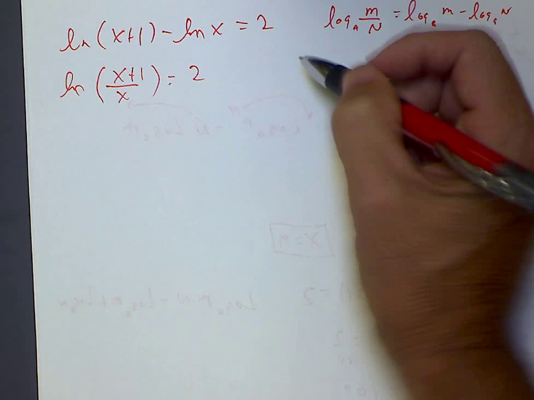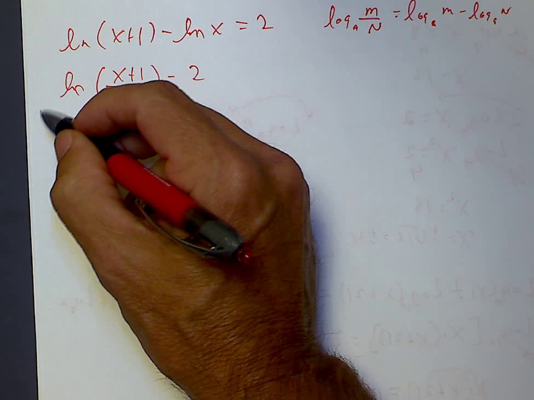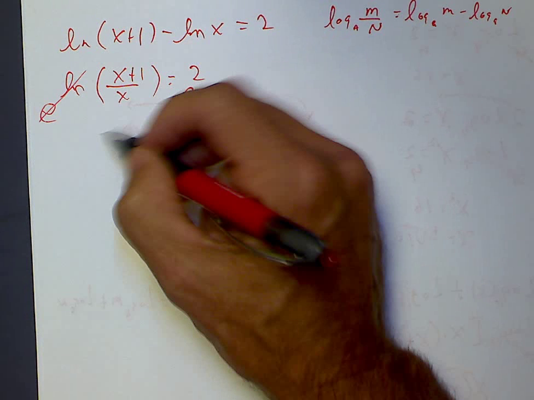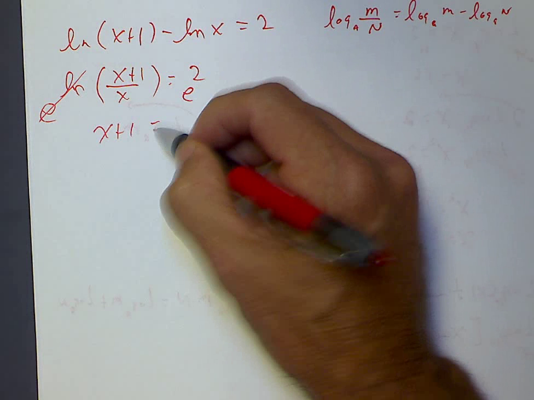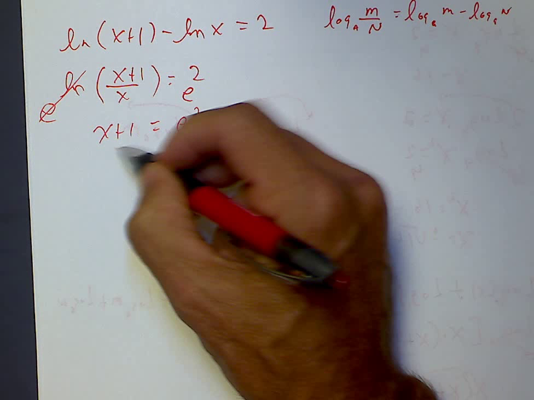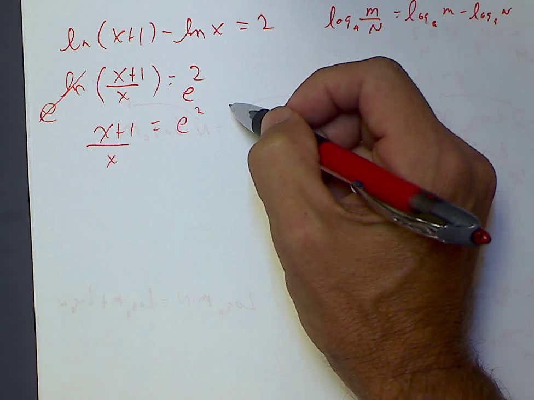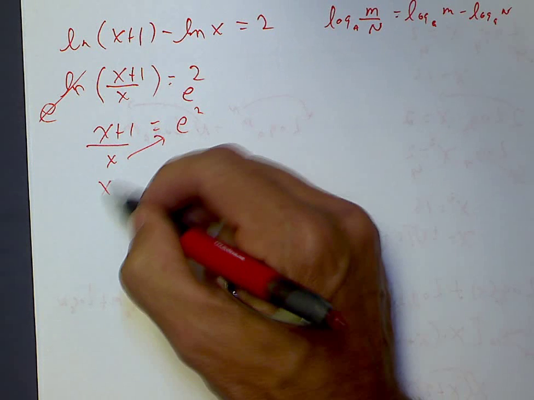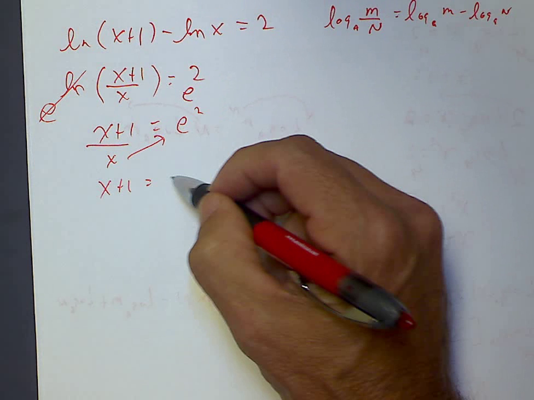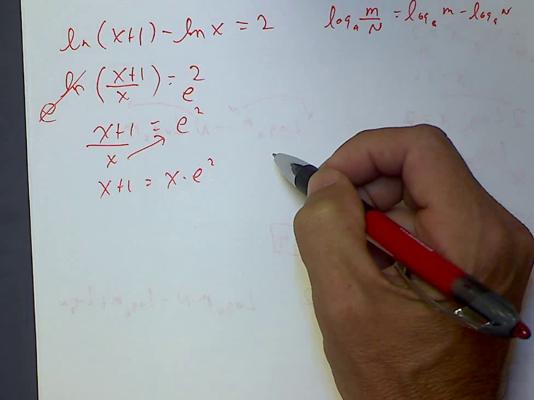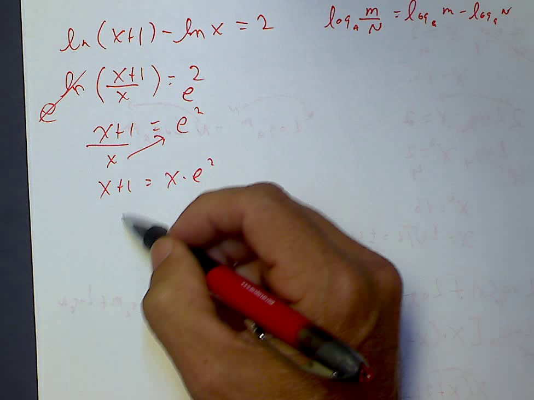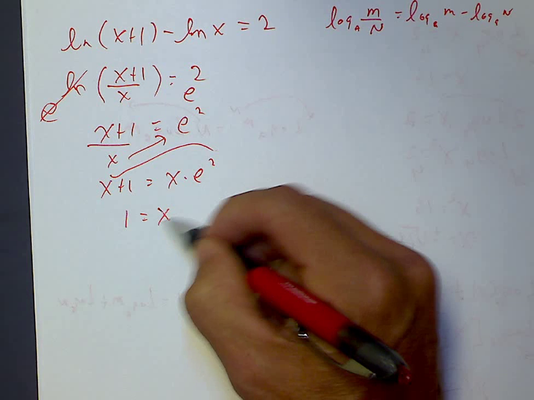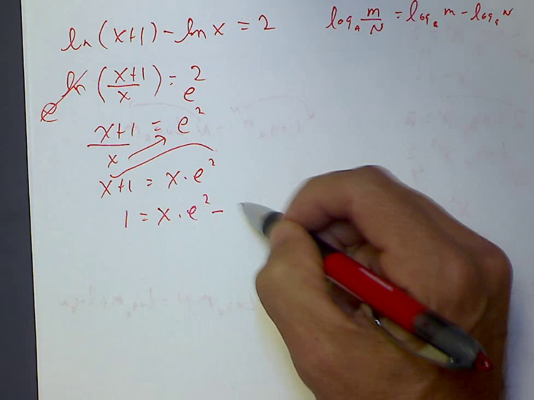I have a single log statement. I can undo the natural log with the e. So that is x plus 1 over x equals e squared. To solve that, I multiply up. x plus 1 equals x times e squared. Get my x terms together. So 1 equals x times e squared minus x.